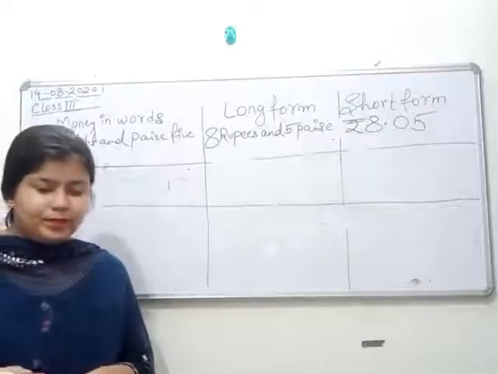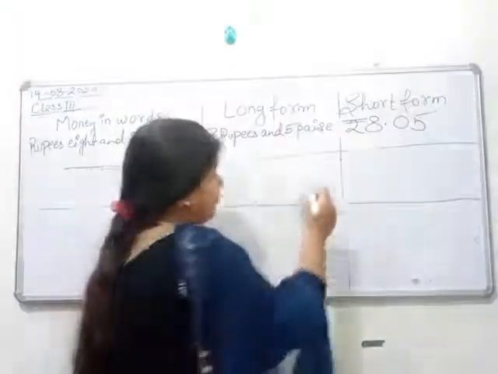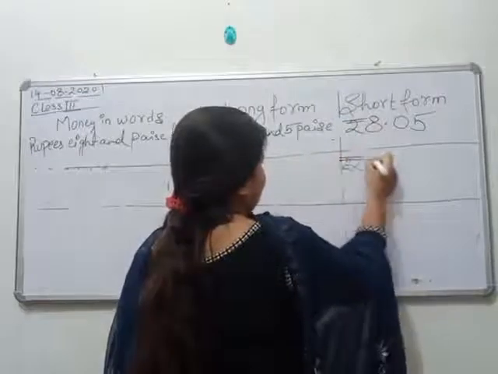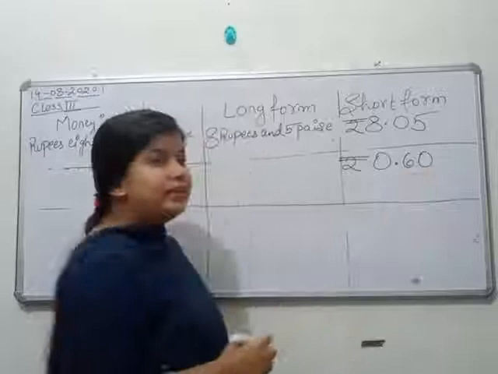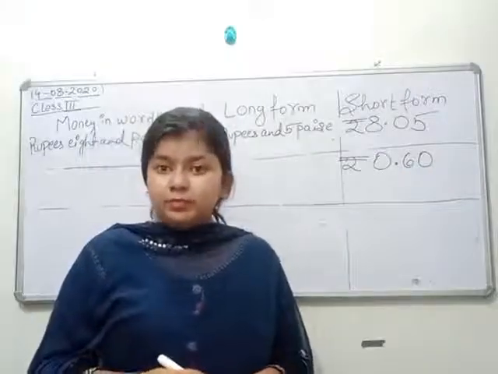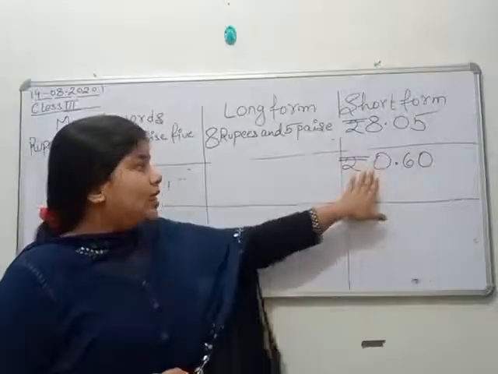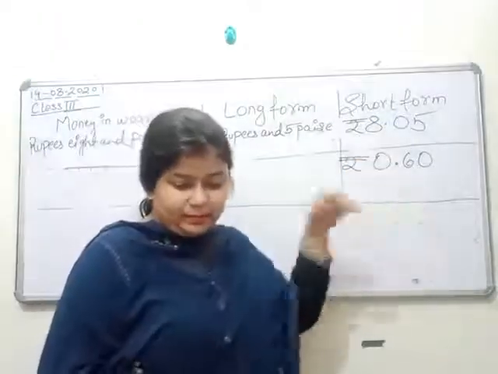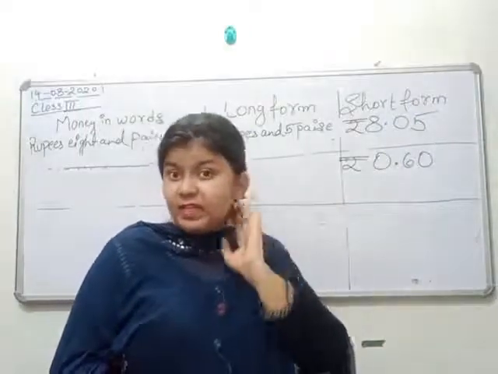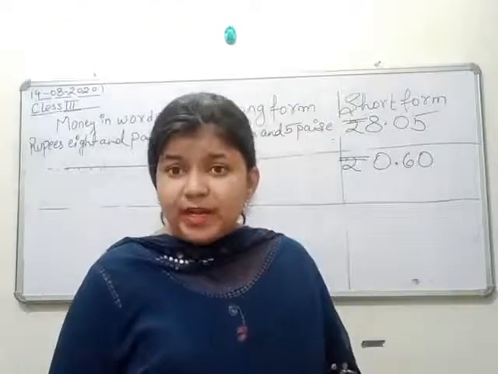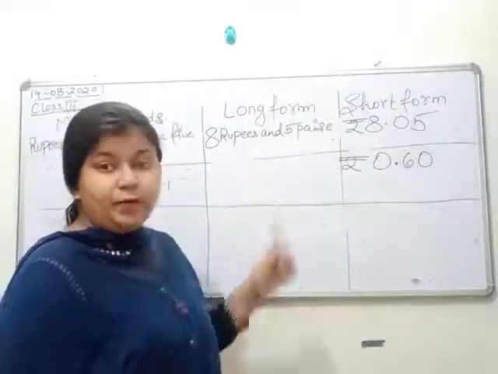Okay. Now let us take one more question. Next question that I am going to take is 0.60. Okay, 0 rupees and 60 paise, or we can say paise 60 only. Here we will write in short form. In long form we will write.